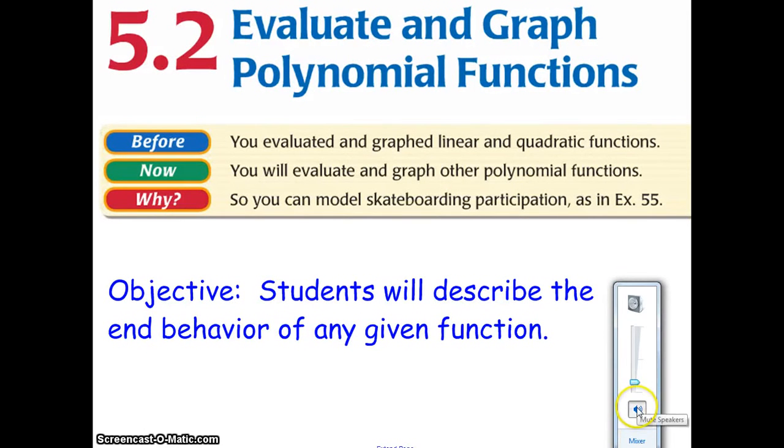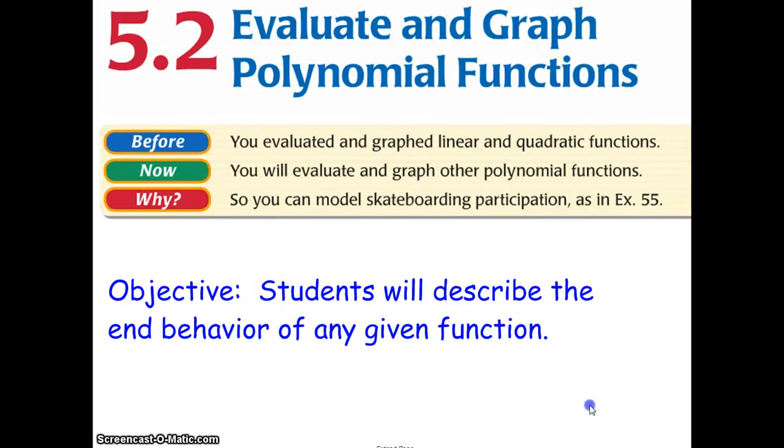Okay guys, today we're going to talk about the end behavior of the functions we talked about yesterday. So take out your notes for 5.2. And again, the objective: students will describe the end behavior of any given function.